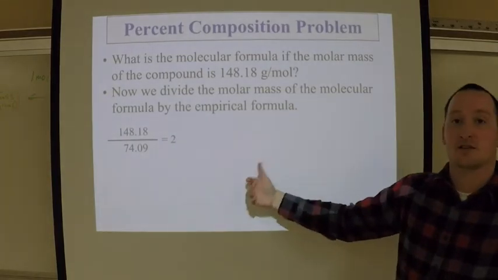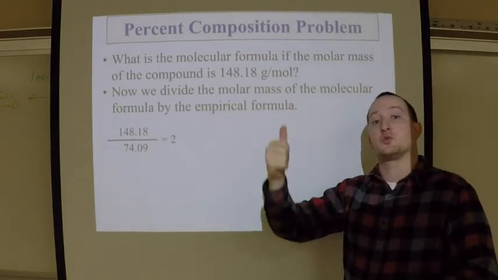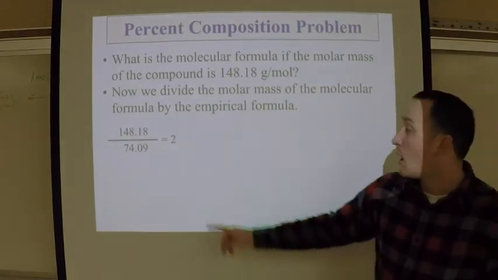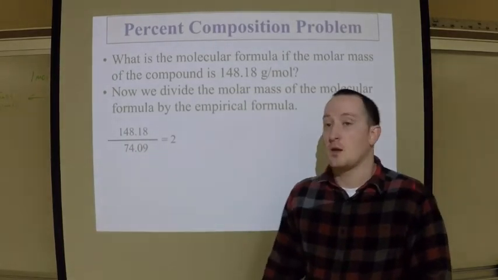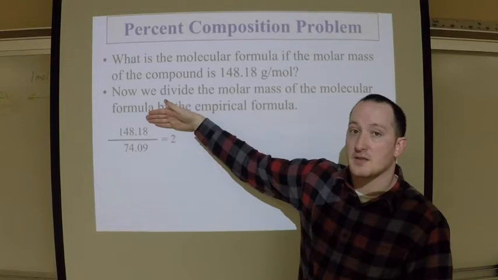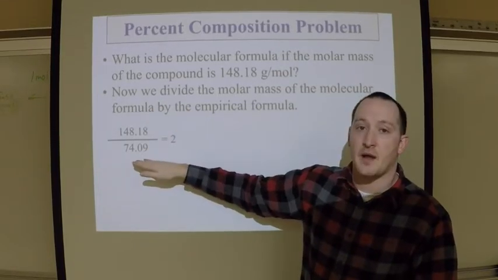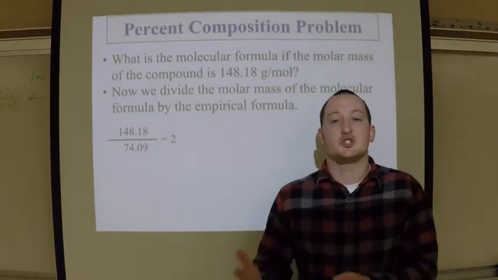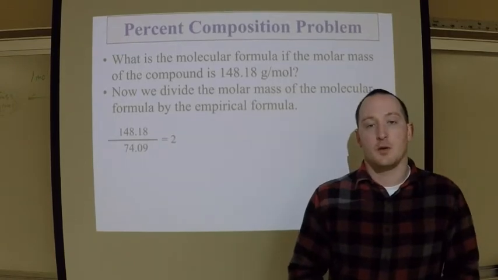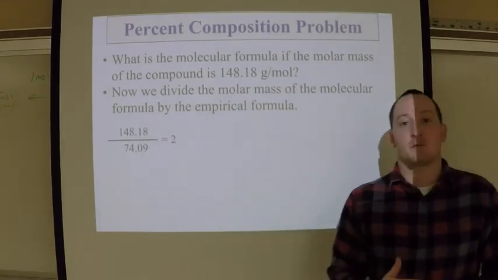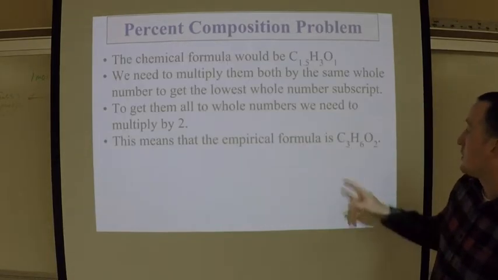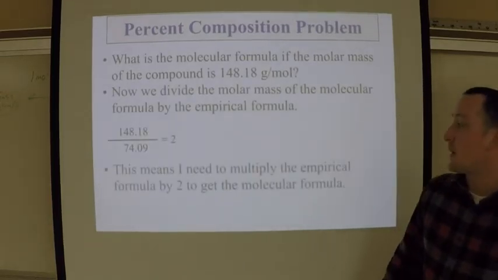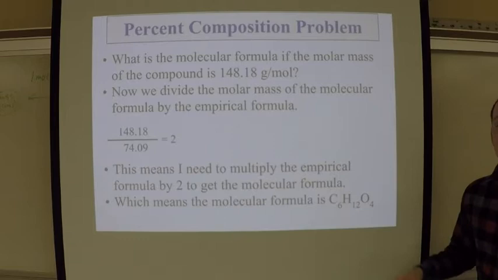I need to find the molar mass of my empirical formula, C3H6O2, which I found to be 47.09. So when I divide the molar mass of my molecular formula by the molar mass of my empirical formula, I got 2. Here's what that means: my molecular formula is 2 times bigger than my empirical formula, which means I need to multiply each of my subscripts by 2. That will give me my molecular formula, which would be C6H12O4.